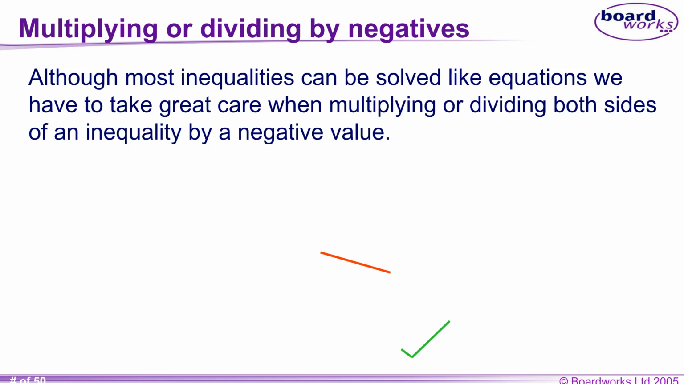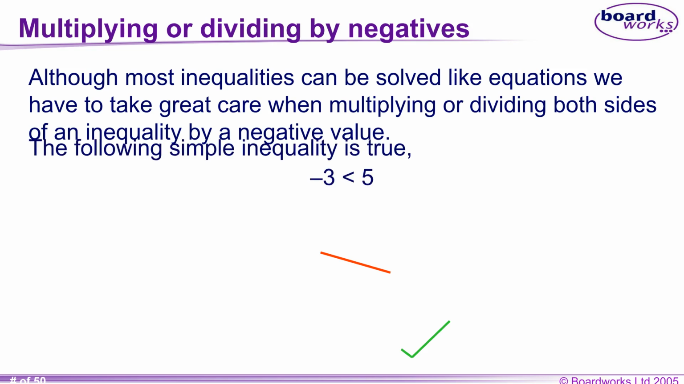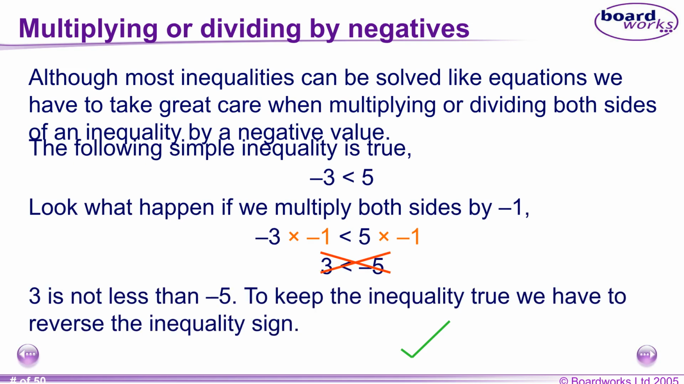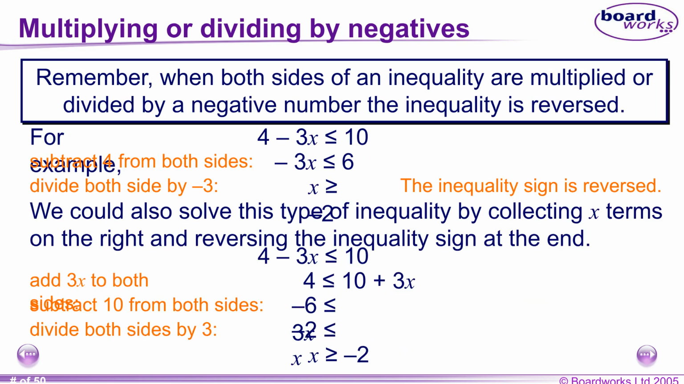Most inequalities can be solved like equations, but we must be careful when multiplying or dividing by a negative value. If the simple inequality -3 is less than 5 is multiplied by -1, we get 3 is less than -5, which is false. To keep the inequality true, we reverse the sign to get 3 is greater than -5. Remember, when both sides of an inequality are multiplied or divided by a negative number, the inequality sign is reversed.